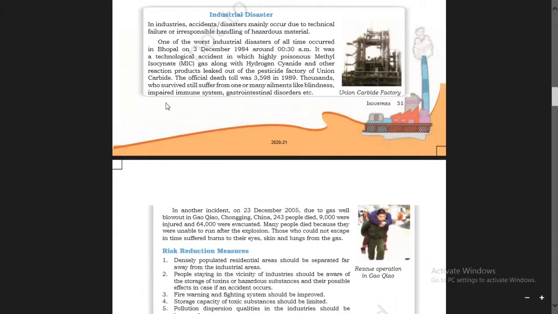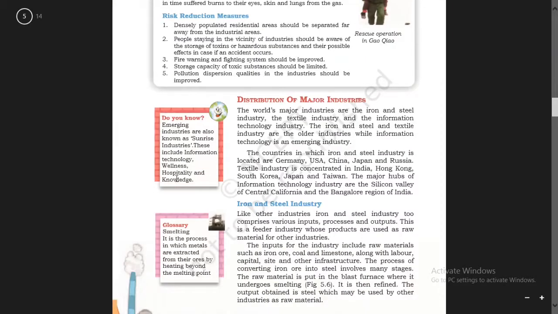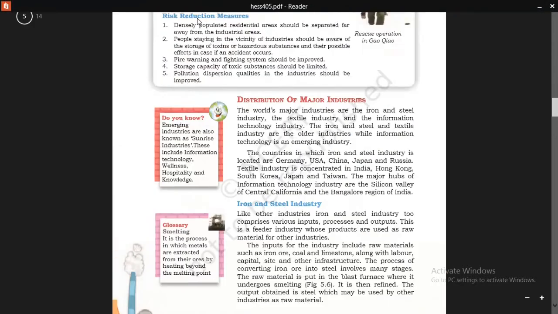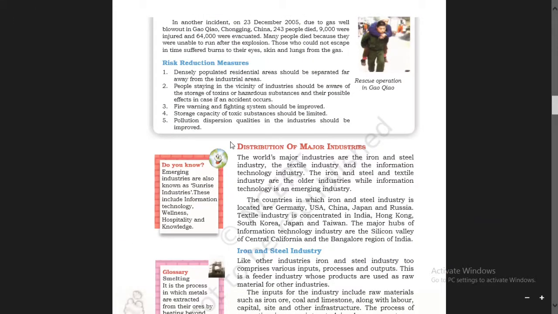Again, you see, inside the box, industrial disaster has been written. You get through this, when it happened, and that means it is very hazardous. It says the loss of life of people, in which year, at what time. You just read it. Now let us see the next page. Here also the industrial disasters are given. You read this one also. Okay, risk reduction measures. You just get through this.